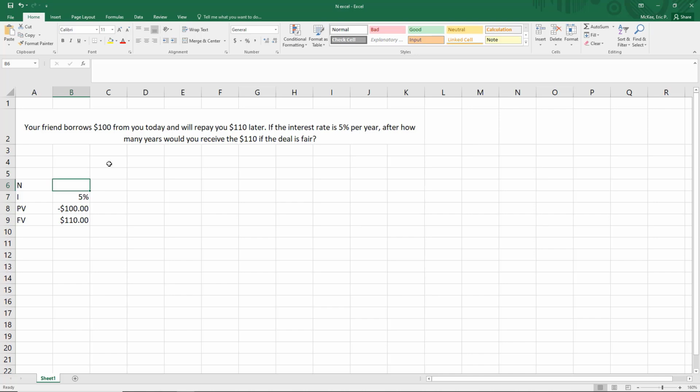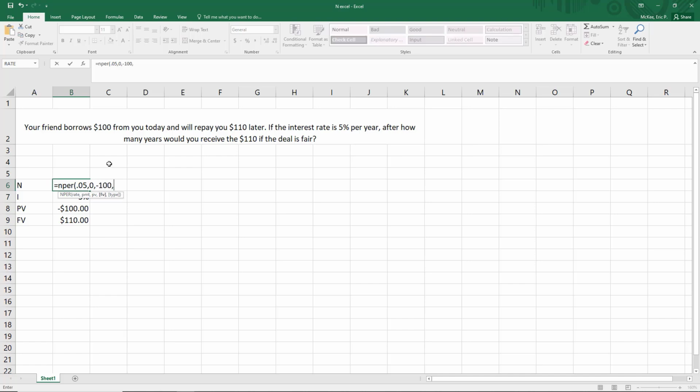Go to the cell next to N, type equals NPER, and Excel will tell us what parameters we need to enter. First one is interest rate, rate for short. We put in 0.05. Payment, it would be a payment, not the 110 we're going to receive at the end, but a constant payment throughout the loan. We don't receive any payments here, so we're going to leave payment as 0. Our present value is that negative 100.